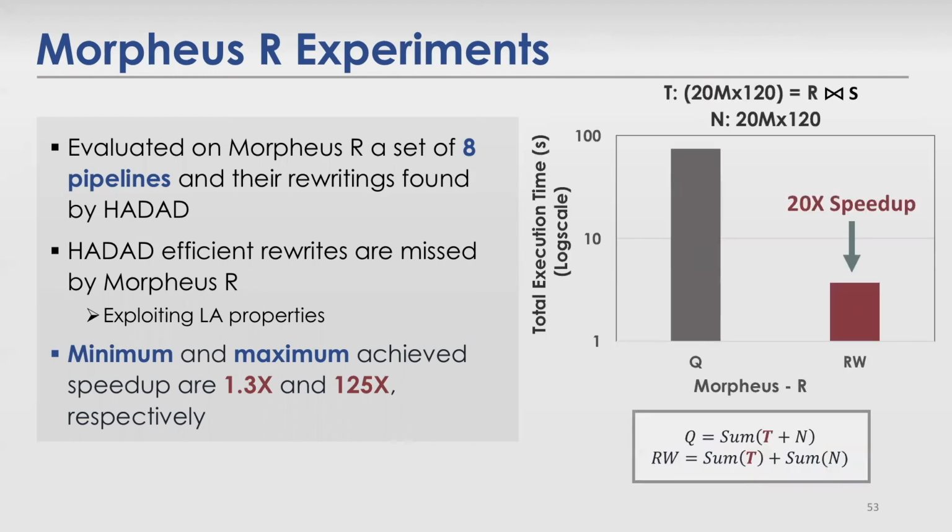As an example of one of these pipelines, we have here this pipeline, which computes the addition of two matrices, T and N, and sums up the cell values of the resulting matrix. Matrix T is obtained by joining tables R and S. Morpheus runs the pipeline as is, since it doesn't factorize element-wise operations. However, HADAD distributes the sum over the addition. This rewrite avoids the large and dense intermediate result of the element-wise matrix addition and enables Morpheus now to factorize the sum operation over matrix T to operate over R and S tables instead. The rewriting of this pipeline achieves 20x speedup.